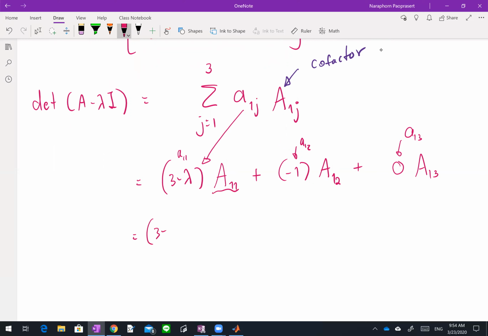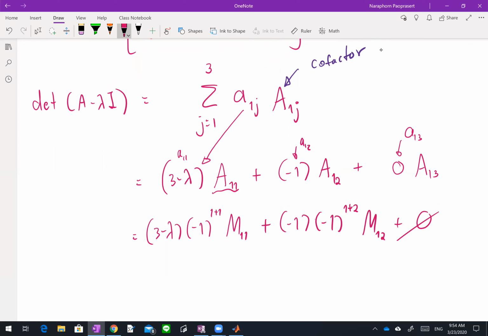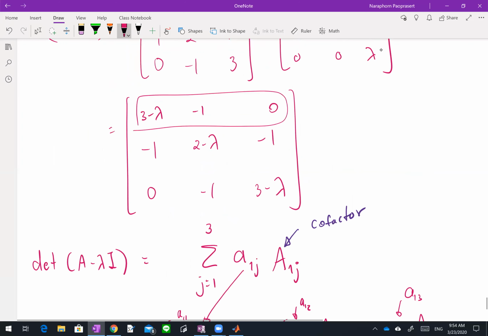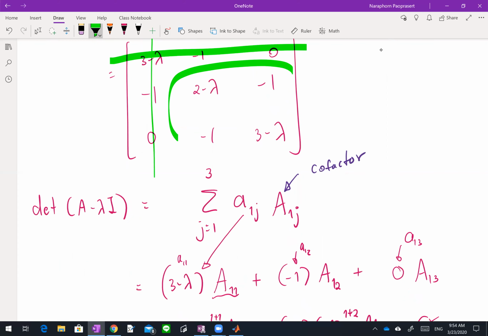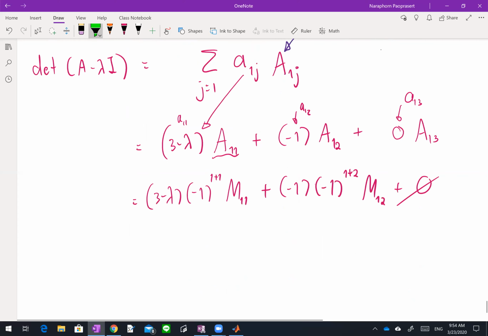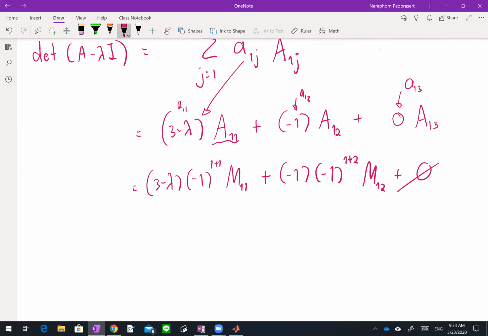So this is 3 minus lambda times minus 1 to the power 1 plus 1 times minor 11, minus 1 times minus 1 to the power 1 plus 2 times minor 12, plus 0. So we can just cut that out. Actually, minor 11 is just the det of the remaining matrix. You cut one row and one column, and the remaining matrix is just that. So let me do it.